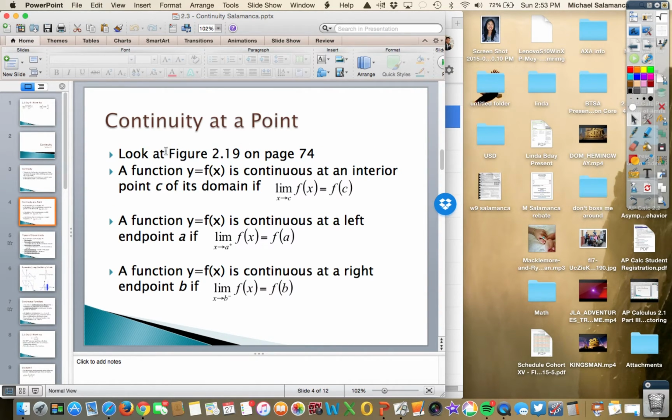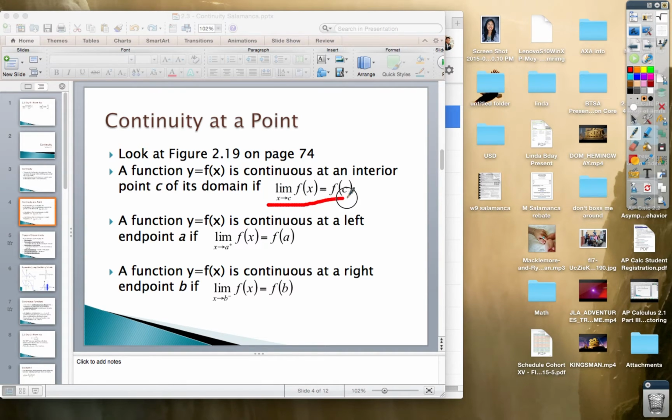We are not going to look at figure 219 because we're going to do it on this video. Now a function y equals f of x is continuous at an interior point c of its domain if the limit as x approaches c for the function is equal to f of c. So what this statement is saying is that the limit as x approaches some number for a function is continuous if I can substitute that number in and it's the same exact limit. So we'll do that on the next problem.